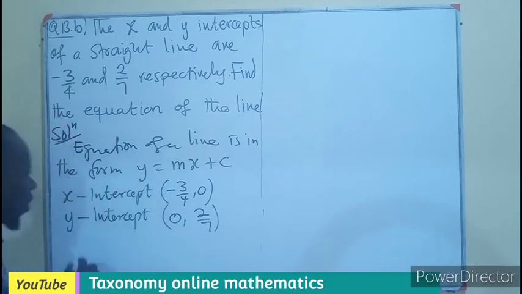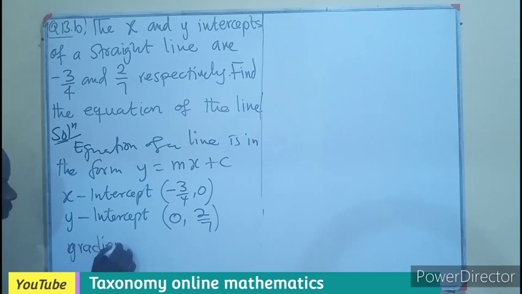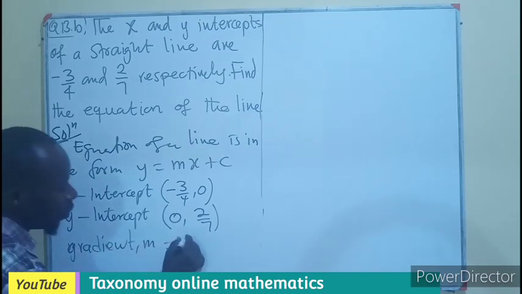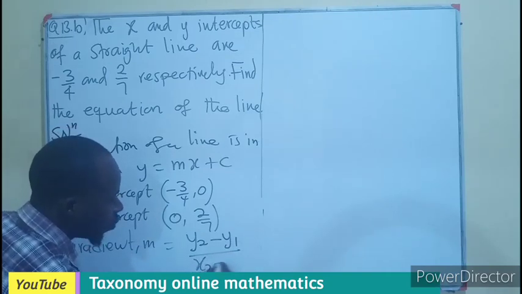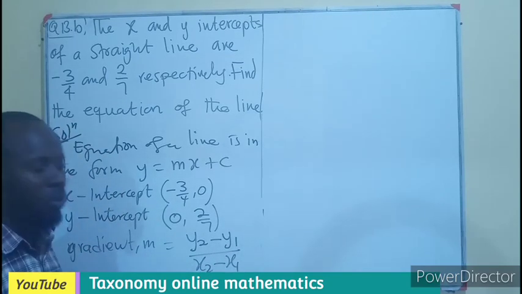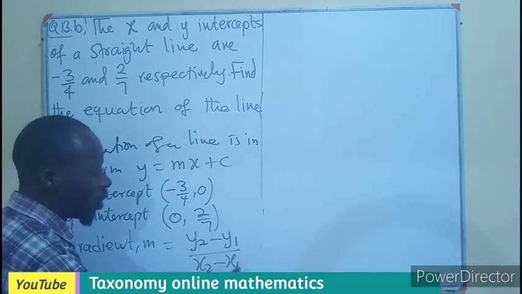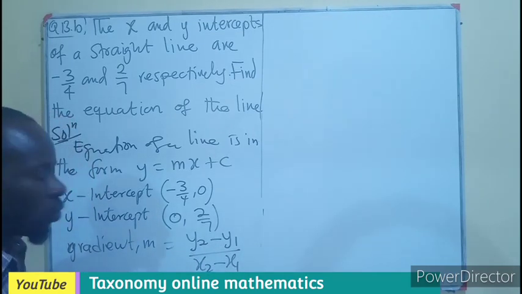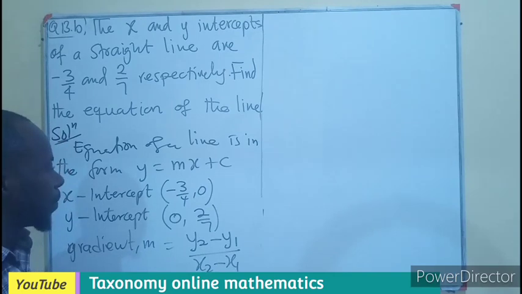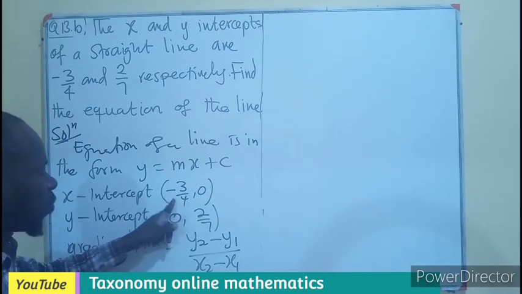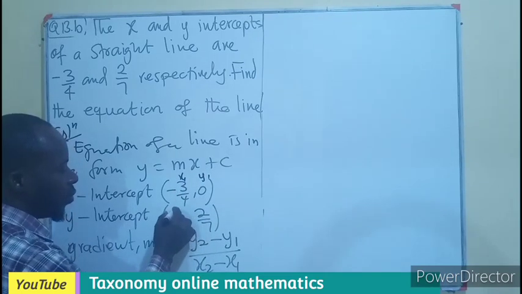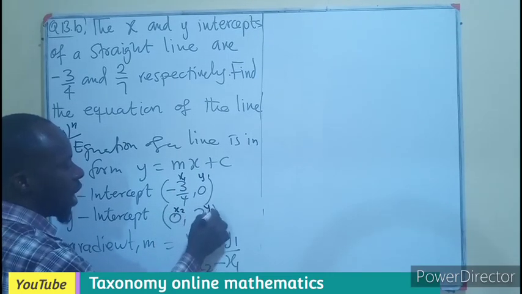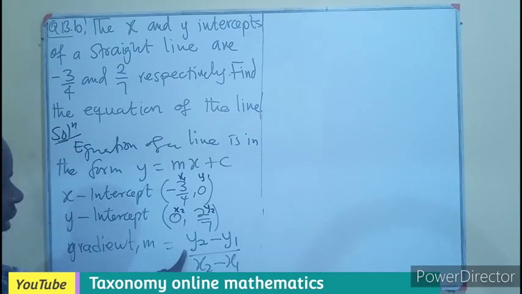Then we are aware that if we are asked to find the gradient, which is m, it is always y2 minus y1 over x2 minus x1. It could also be y1 minus y2 over x1 minus x2, just that the orders will be the same. So in this case, if this is the first point, this is going to be x1, y1, and this will be x2, y2. So let's do our substitution.